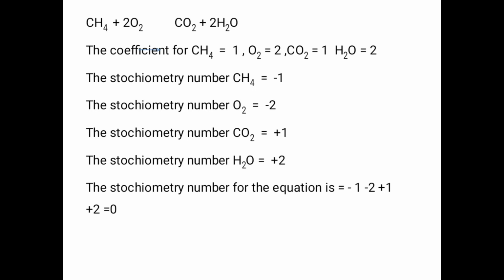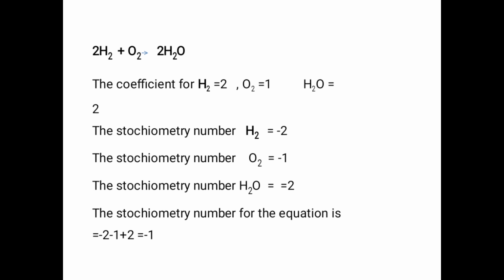Another equation, CH4 plus 2O2 gives CO2 plus 2H2O. The coefficient for CH4 is 1, oxygen is 2, water equals 2. The stoichiometric number for methane is minus 1, for oxygen is minus 2, for carbon dioxide is plus 1, and for water is plus 2. Therefore, the stoichiometric number for the equation is minus 1, minus 2, plus 1, plus 2, that is equal to 0.